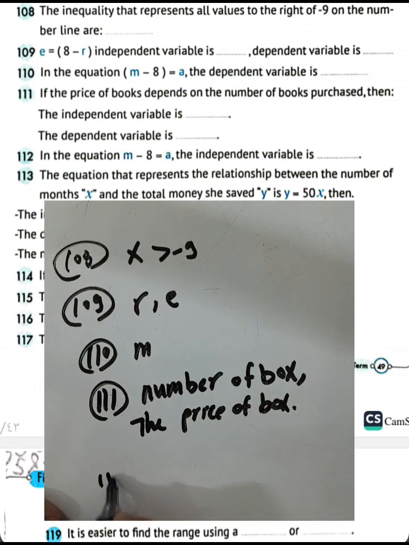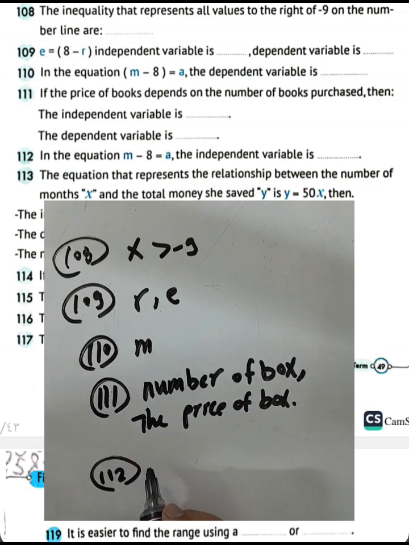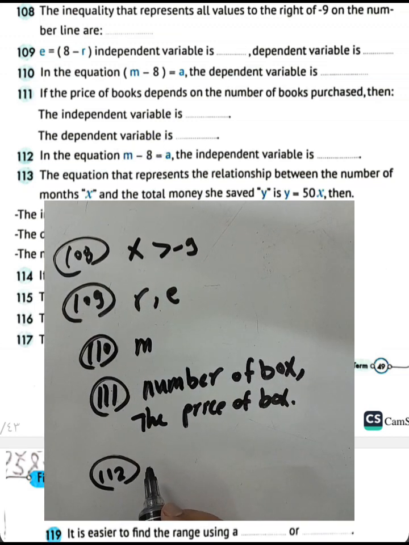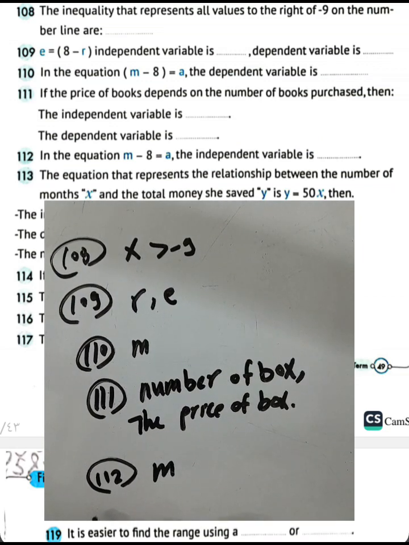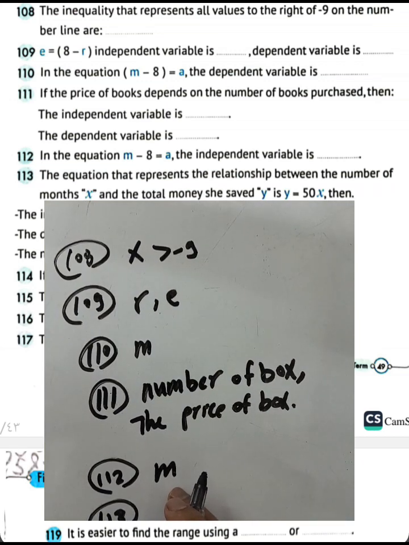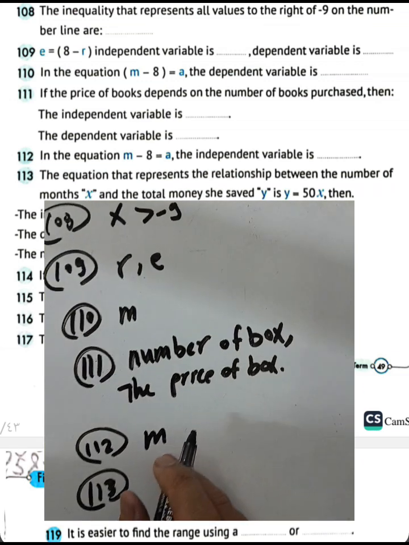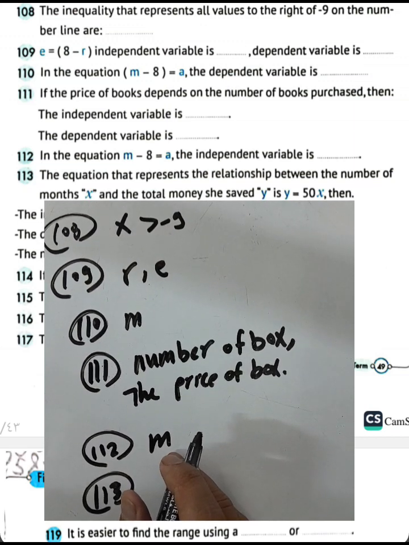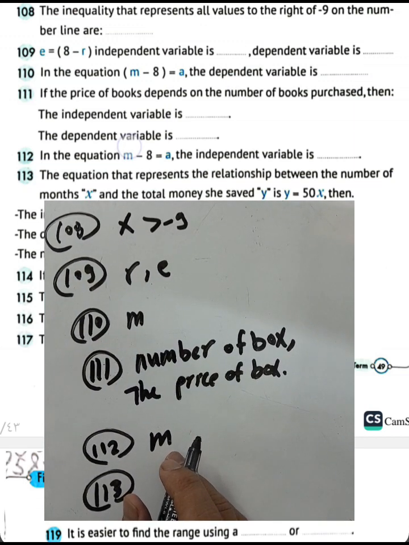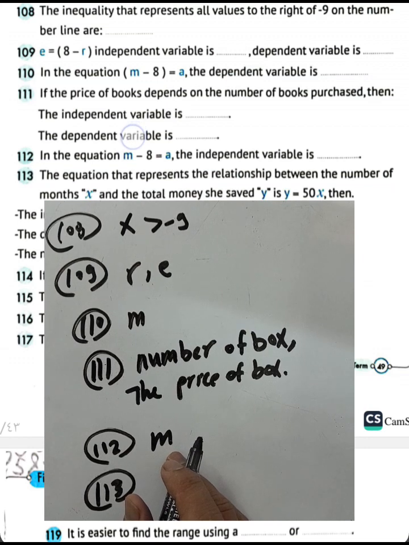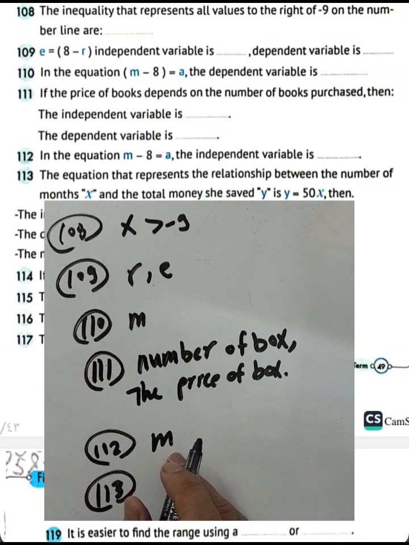Question 112, in the equation m minus 8 equals a, the independent variable will be m, we call it independent here. The variable in this equation that is input will be m. Input means independent, which letter in the equation will be input, here m, but output is a.